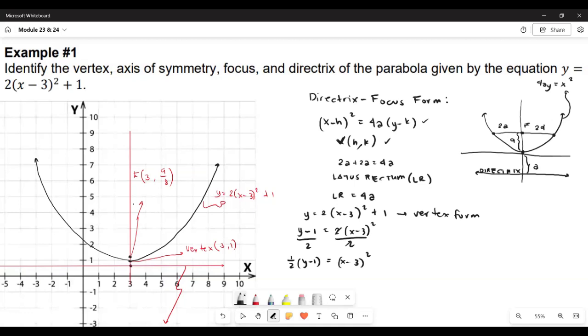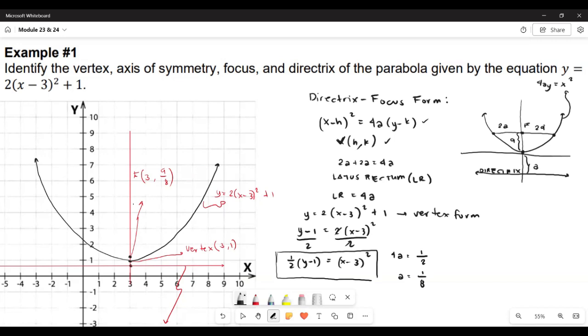So as you can see, etong na-form natin na ito is naka-directrix form na, di ba? So, in this case, makikita natin yung 4a, di ba? Yun yung walang squared. Therefore, yung 4a natin is equal to 1 over 2. So, yung a natin is 1 over 8.